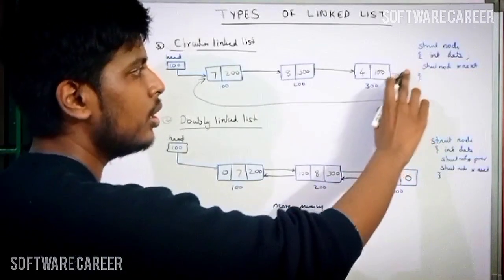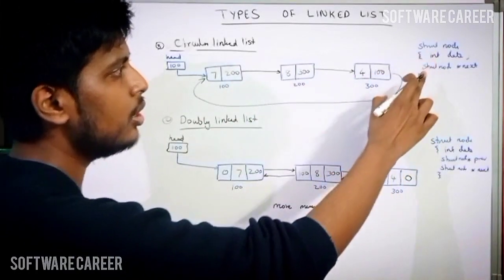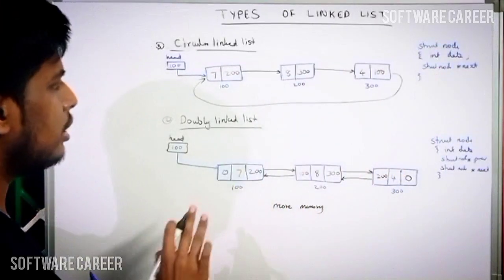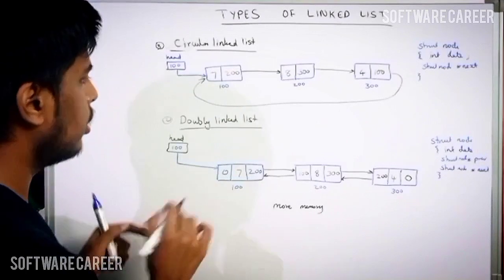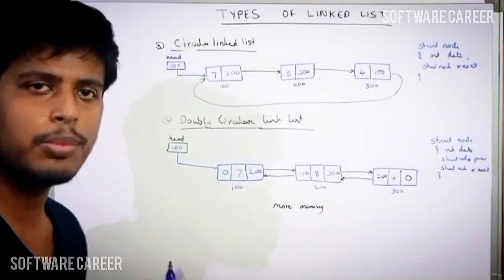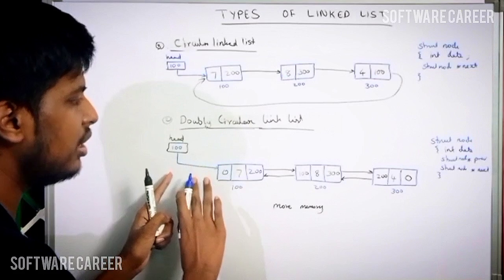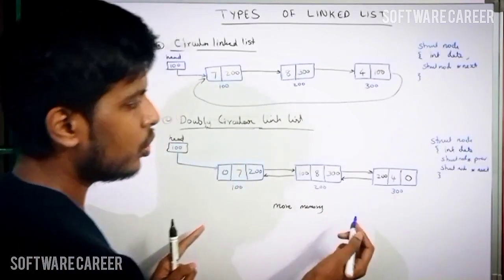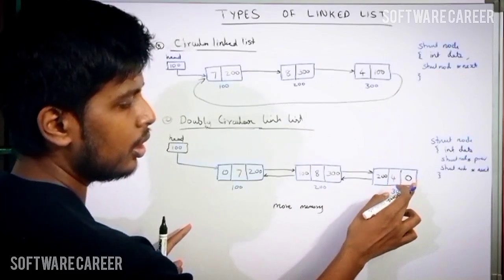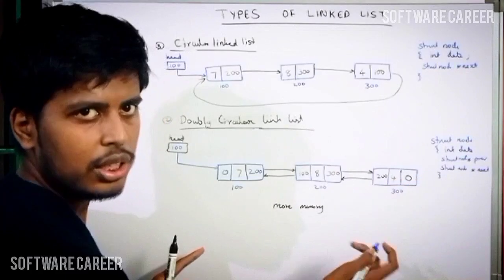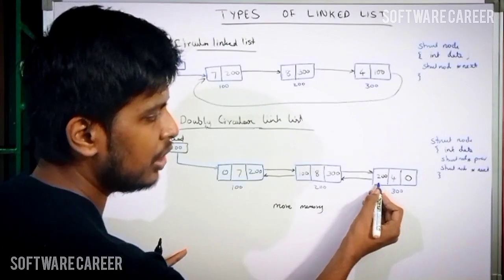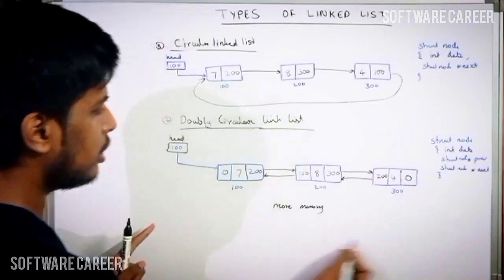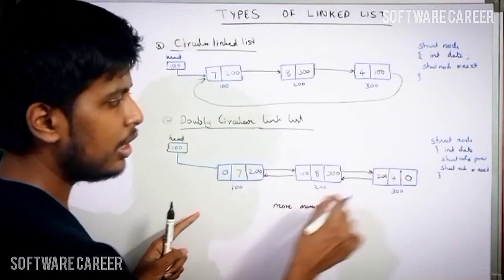The code to define the structure of each node is the same as for a singly linked list. Now let's see the doubly circular linked list. It is the same as a doubly linked list. How can we convert a doubly linked list into a doubly circular linked list? To make it circular, the next pointer of the last node, this is the previous pointer, this is the next pointer, should point towards the first node, so that it becomes circular.